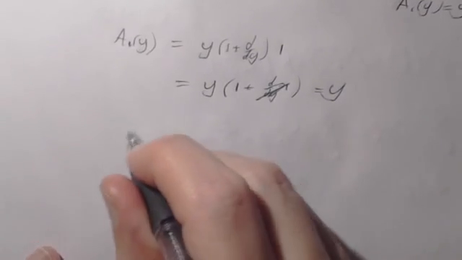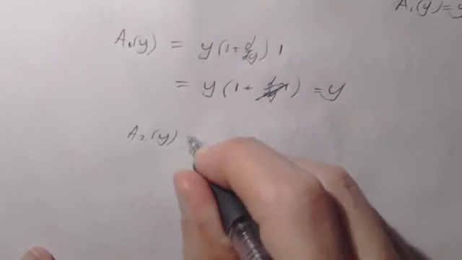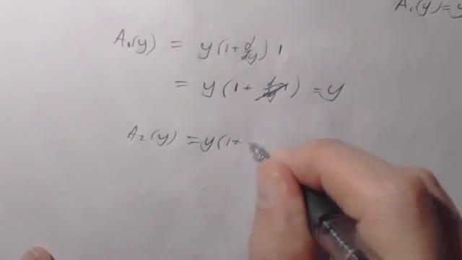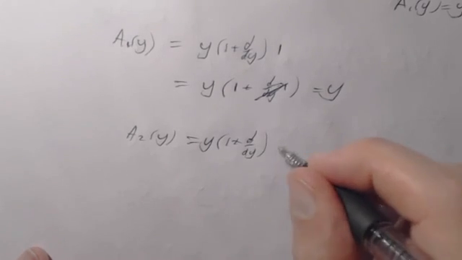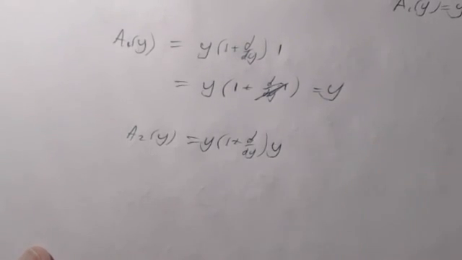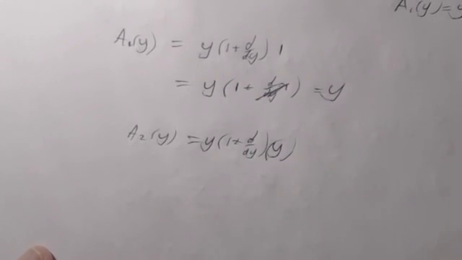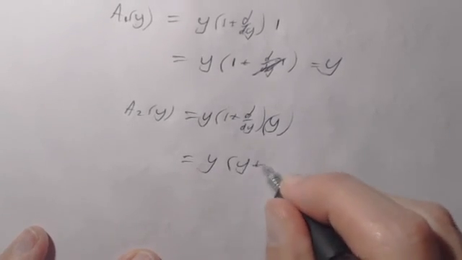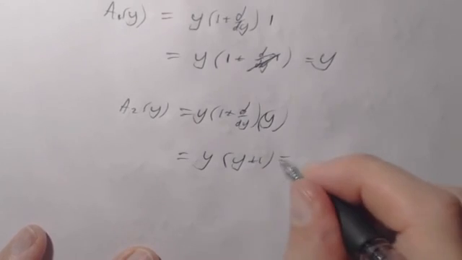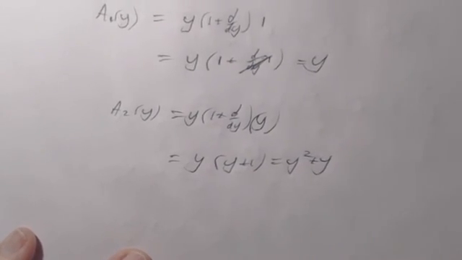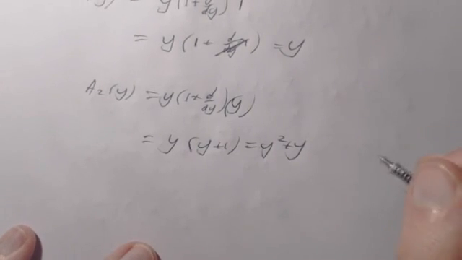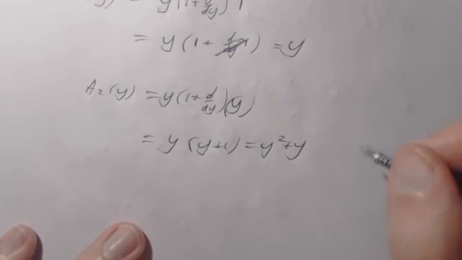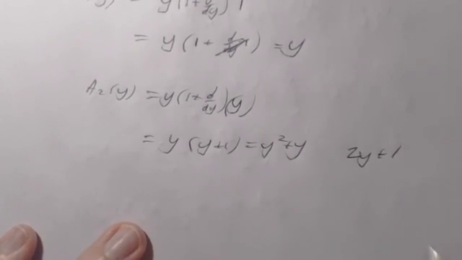Okay, so a2(y) is equal to y(1 + d/dy) applied to a1(y), which is just y. So the function is y times (y + 1), which is y squared plus y. The derivative of this is 2y plus 1. So that is a2(y) derivative.